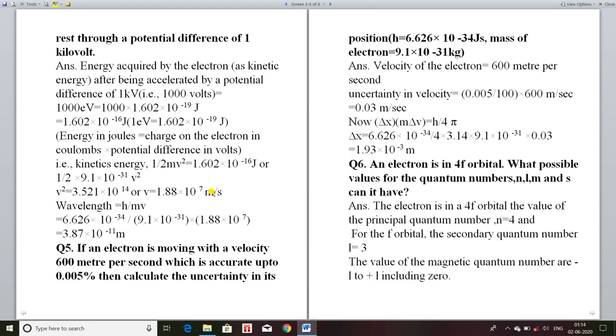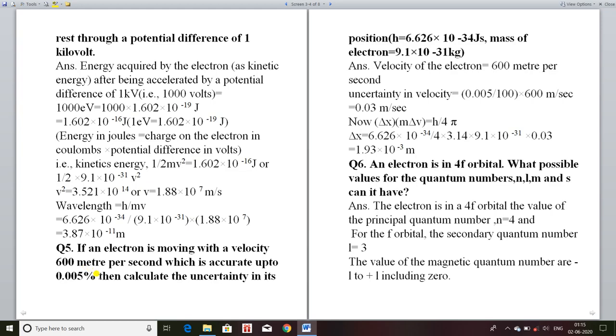Now wavelength is equal to h upon mv, which is equal to 6.626 × 10^-34 divided by mass of electron and velocity. So when you calculate it, it will be equal to 3.87 × 10^-11 meter.